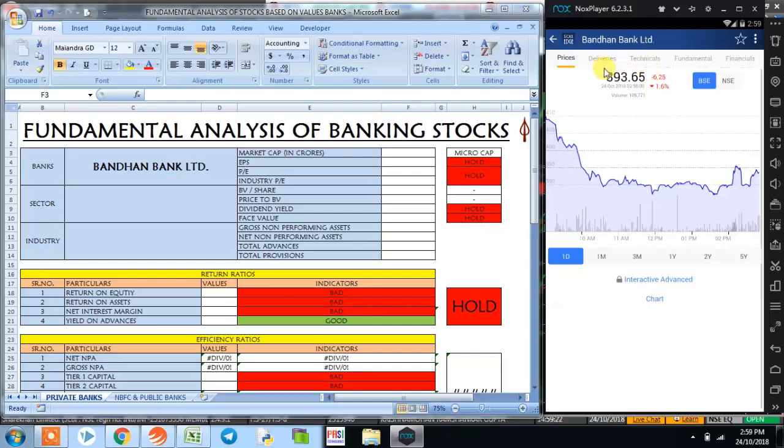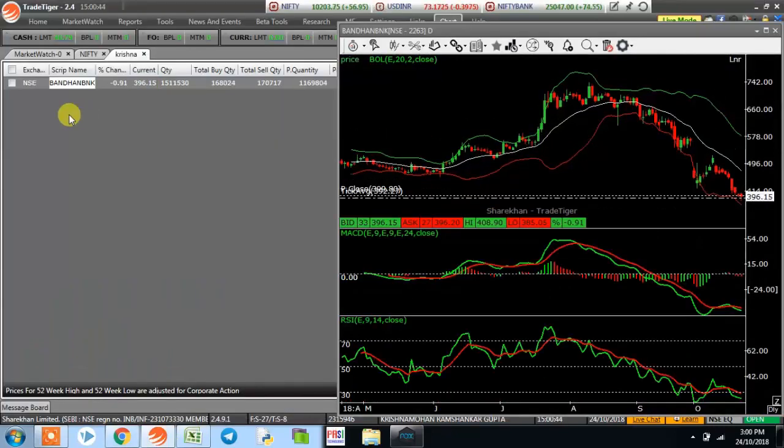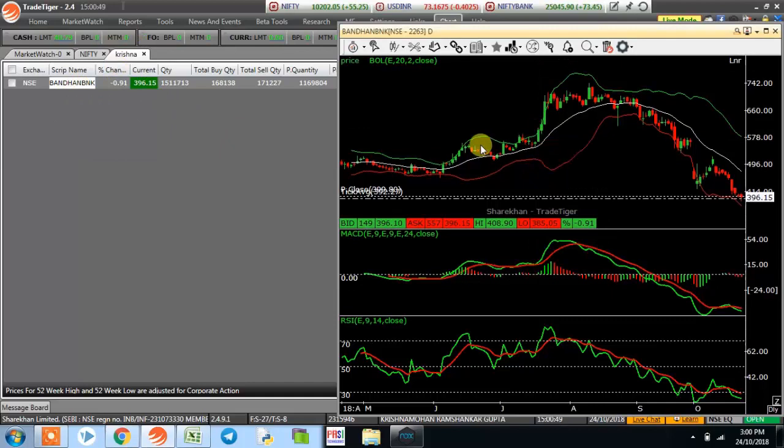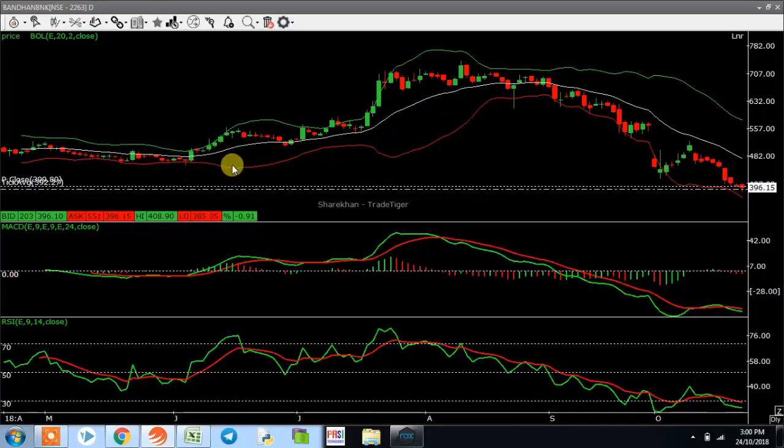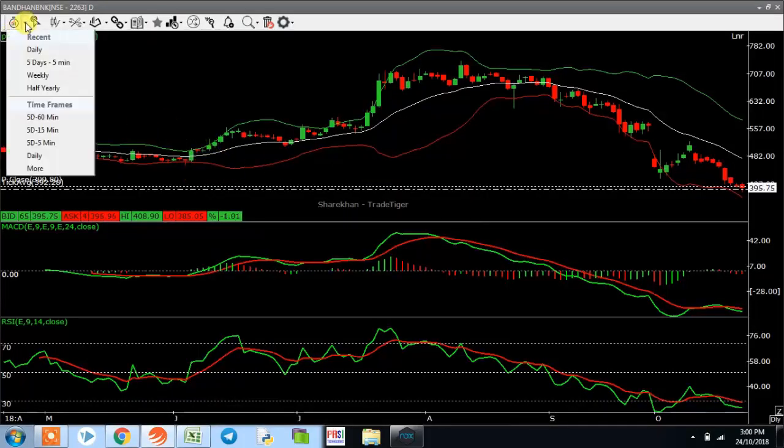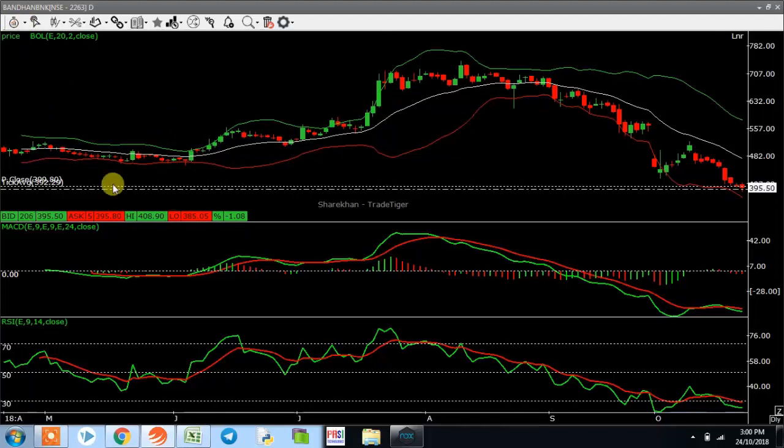To analyze the technical chart of this stock, we'll be using Sher Khan's Trade Tiger. I have already added Bandhan Bank to the market watch. This is the Bandhan Bank's technical day chart. We'll be using a Bollinger Band, moving average convergence divergence, and relative strength index for our analysis.